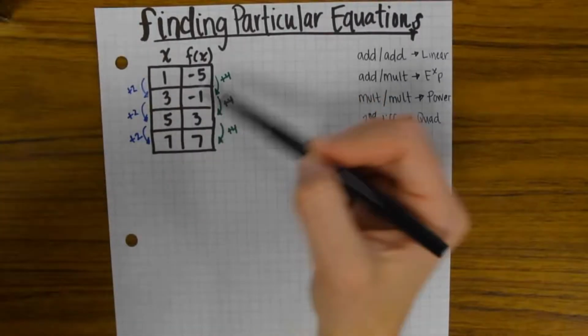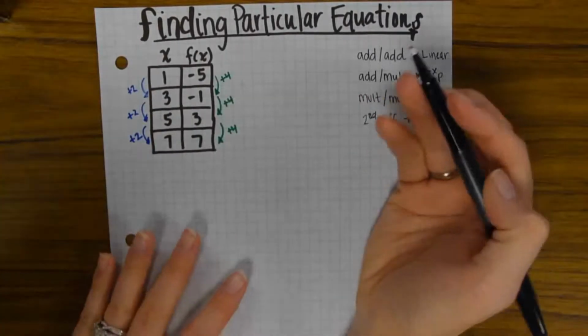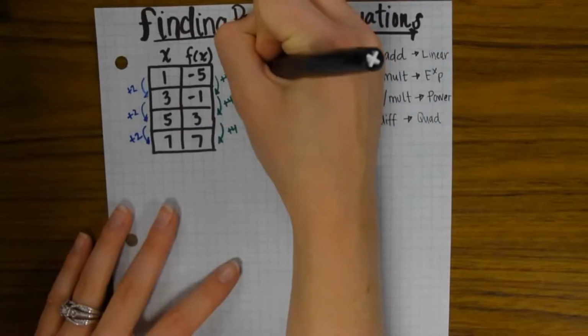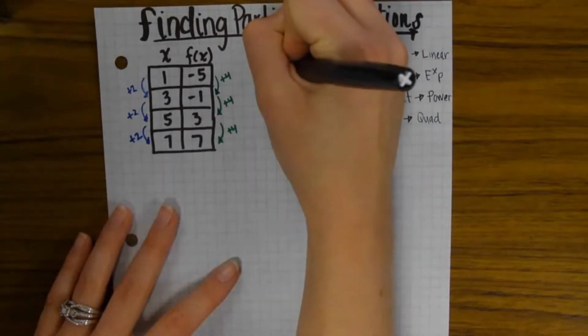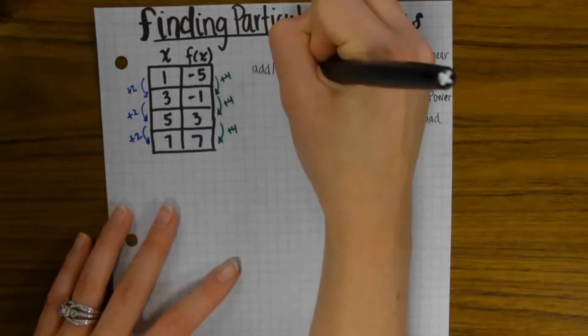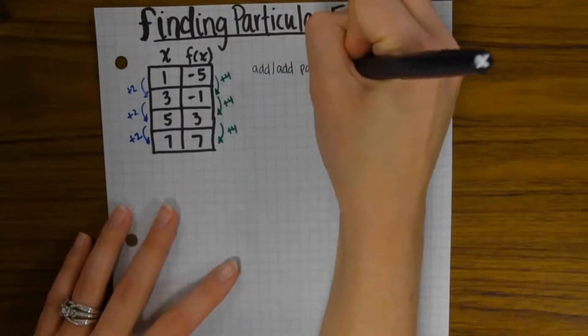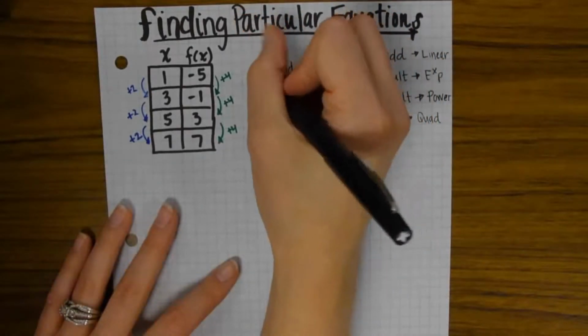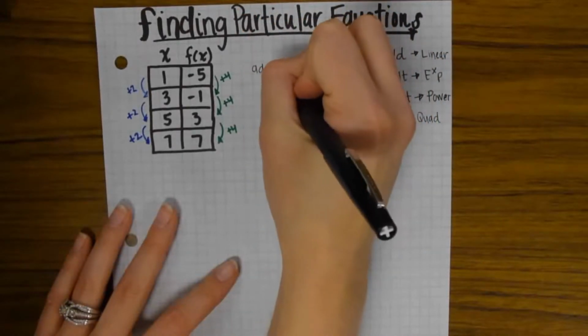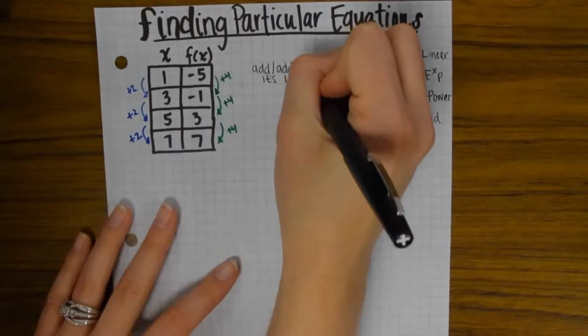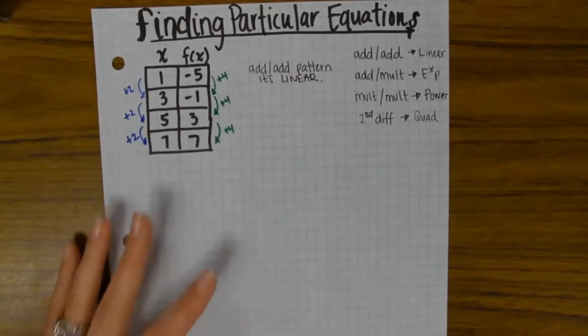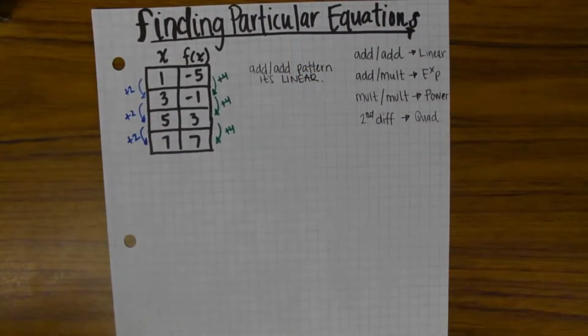It's adding by a constant rate on this side, it's adding by a constant rate on this side, and because it's an add pattern, this is a linear function. So we've identified what type of function it is. Now we want to write our particular equation.